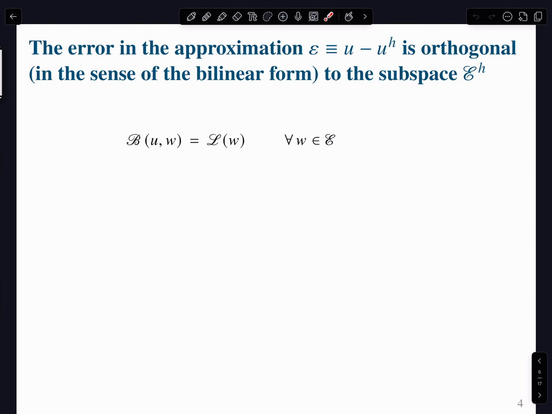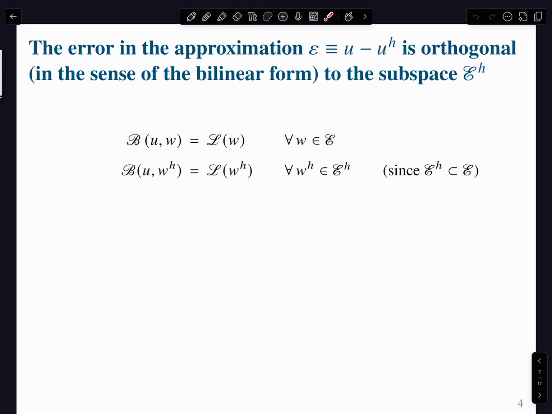Let's talk a little bit about the error. And this is remarkable. So we can write our statement of, again, equilibrium in average sense like this, right? The idea is find U such that the bilinear form is equal to the linear form for all functions W. I'm in infinite dimensional space. Notice that there is no H here.